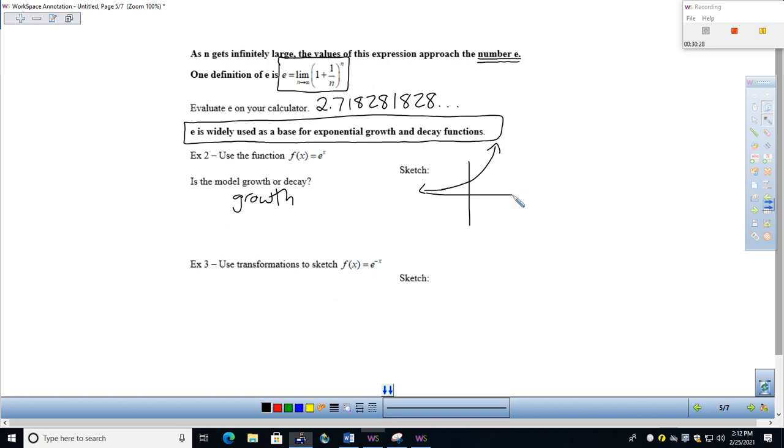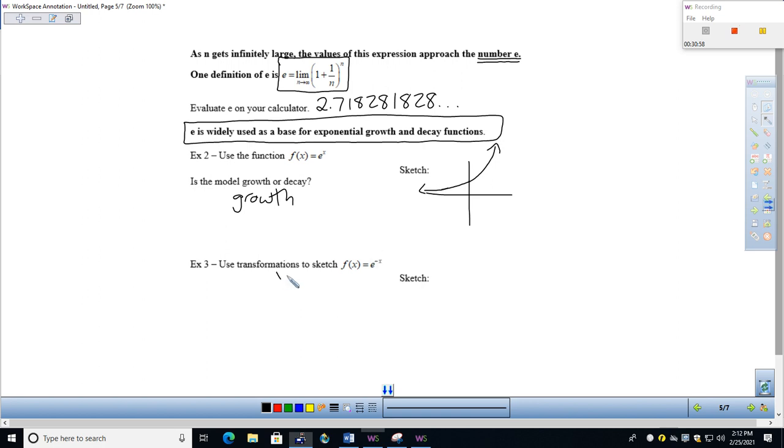Awesome. Now, example 3, use transformations to sketch y equals e to the negative x. So we know what e to the x looks like. Do you remember the transformation going from replacing the x with negative x?